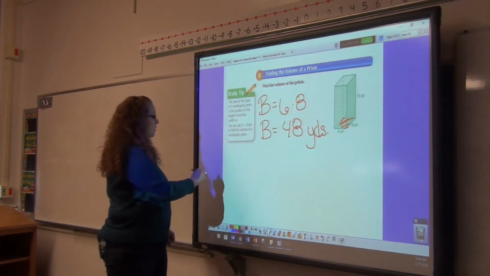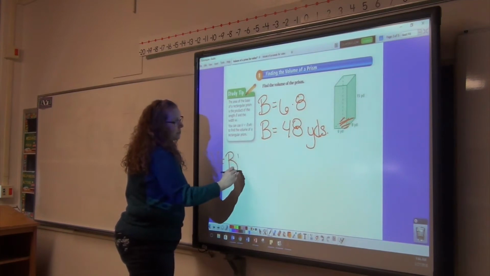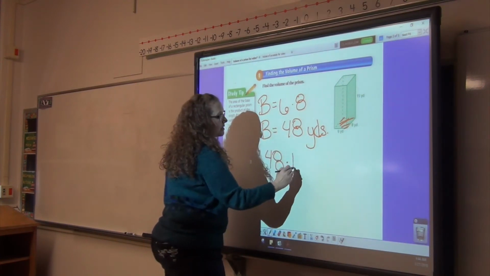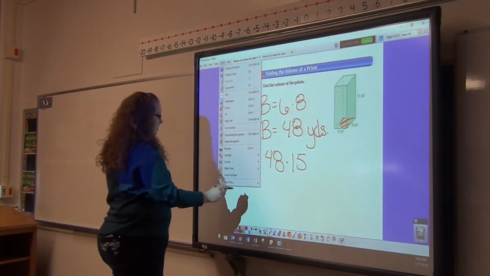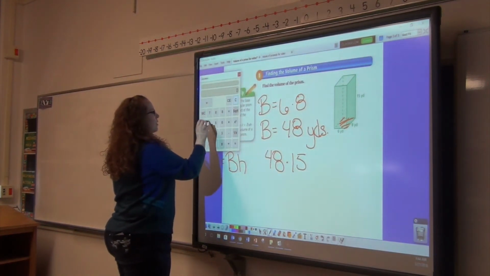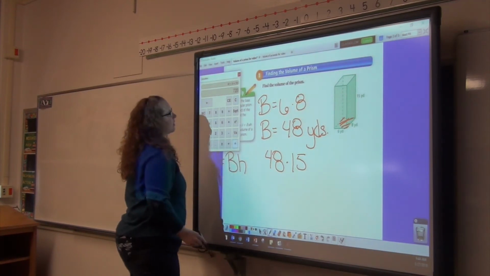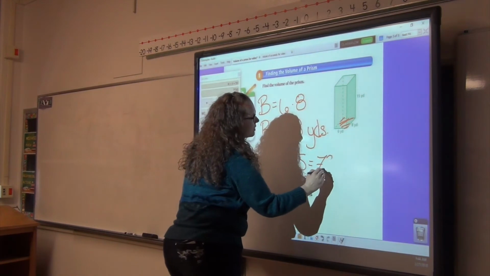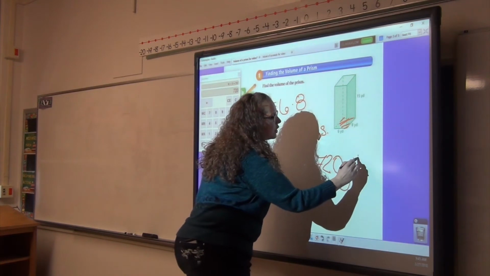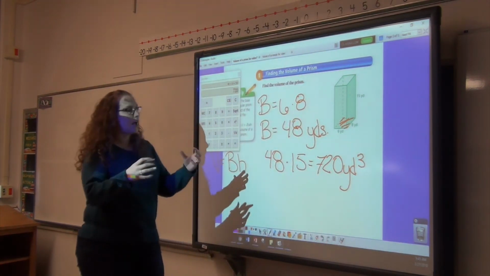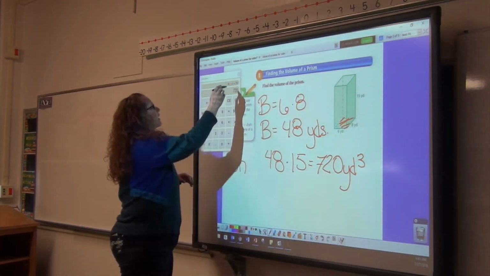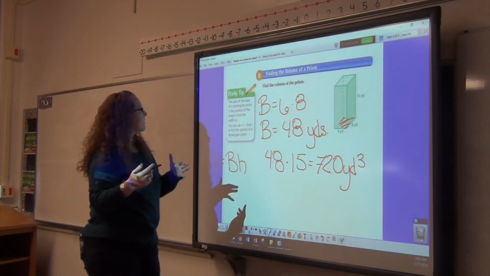Okay, so our equation was volume equals the area of the base times the height. If our base is 48, our height is 15. So we can multiply that. 48 times 15 equals 720. We need to label that yards cubed because volume is how much can fit inside. It is the length times width times height. So we are cubed. All right.